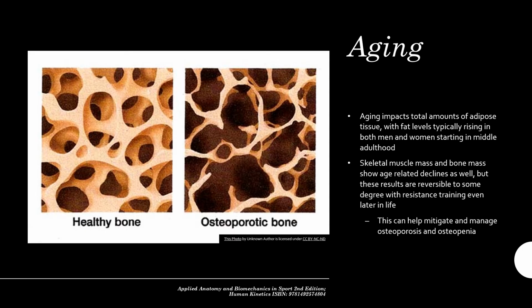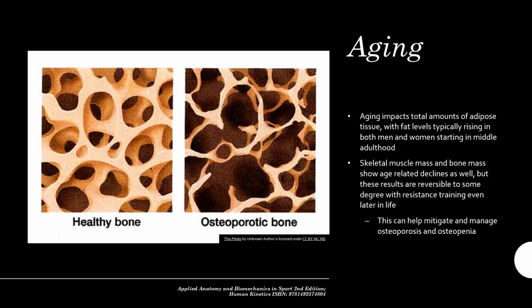Our next consideration is aging. So aging is going to impact the total amounts of adipose tissue. As we age, fat levels tend to increase in both men and women, usually starting in middle adulthood. Muscle mass starts to decline, fat mass starts to increase. We also know that skeletal muscle mass and bone mass are going to decline, but these results are reversible. So that means if I am participating in resistance training later in life, I can help kind of prevent or slow the progress of skeletal muscle mass and bone mass loss. This is also going to be particularly important to help mitigate and manage osteoporosis and osteopenia.